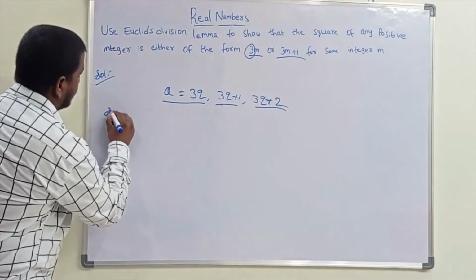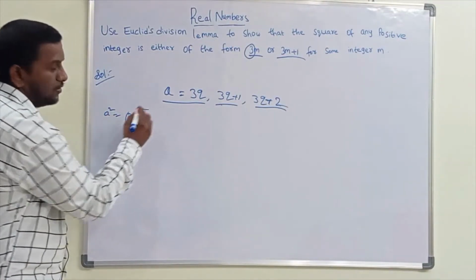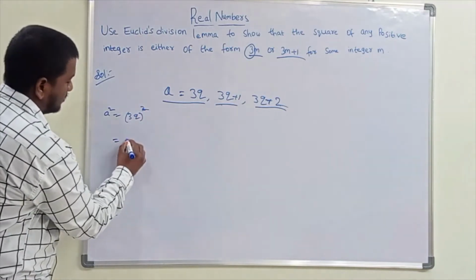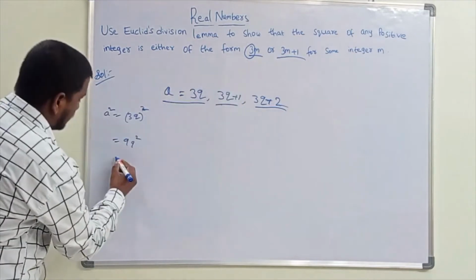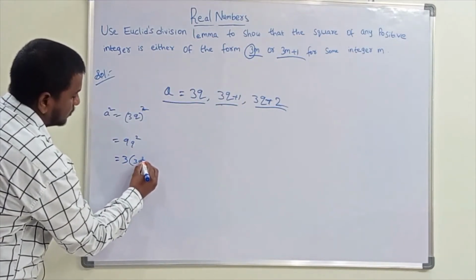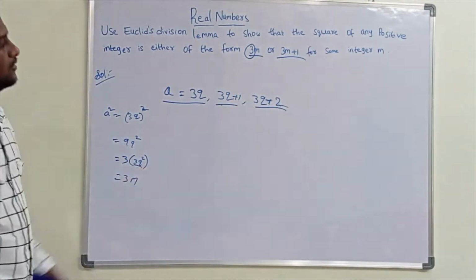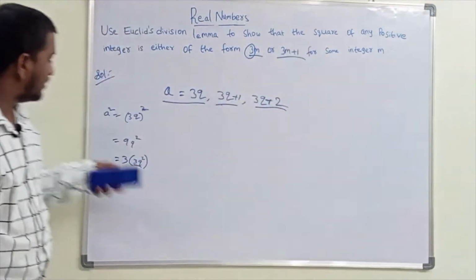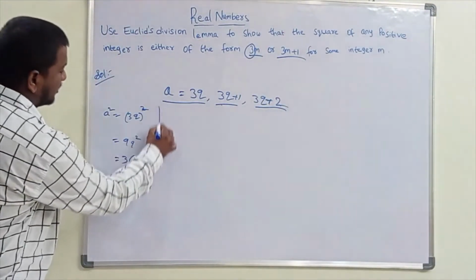Let's say a squared is equal to 3q whole squared. What is this? It is 9q squared. So we need to write in this form, right? So we will write it like this: 3 into 3q squared. So I can write it like this: 3m. m can be any integer, right? For some integer m. So this is in the form of 3m.